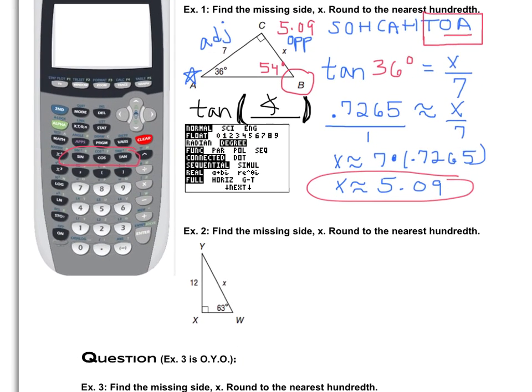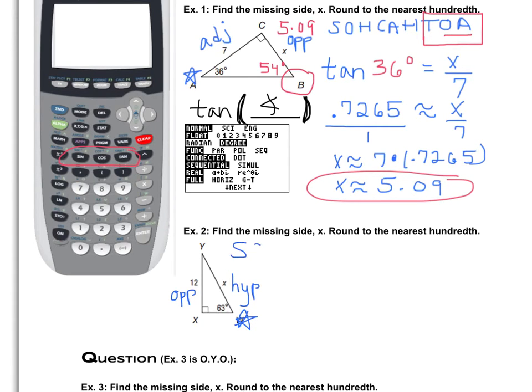Okay, as we move down the page here, we're going to go ahead and look at example 2. This time we're being asked to find a missing side x again and round to the nearest hundredth again. So we're going to use that same process. We're going to start by labeling the sides that are given. So again, we're going to put ourselves in this corner right here at angle W, and in reference to that starred angle, or the 63 degrees, my 12 is my opposite, and my x is the hypotenuse.